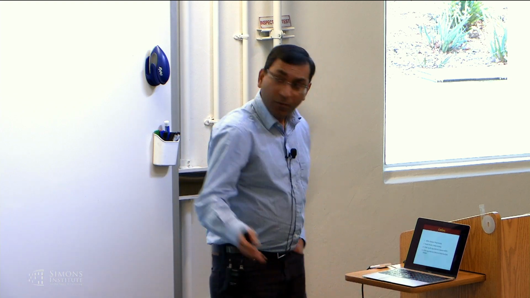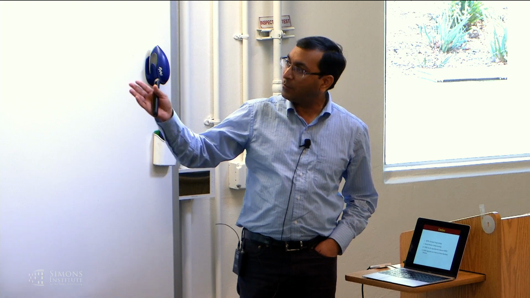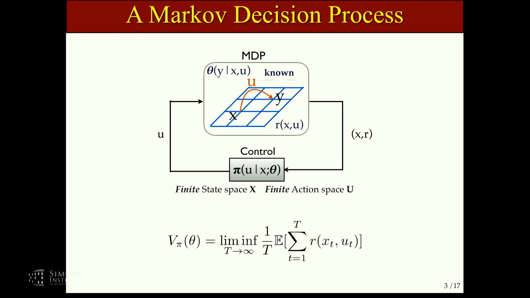OK, so I'm going to start with just a quick overview of MDPs and dynamic programming. And then I'll talk about bandit models and online learning. And then I'll talk about a reinforcement learning algorithm for unknown MDPs based on what's called posterior sampling. And then we'll see a similar algorithm for unknown linear stochastic systems. OK, so let me jump right in.